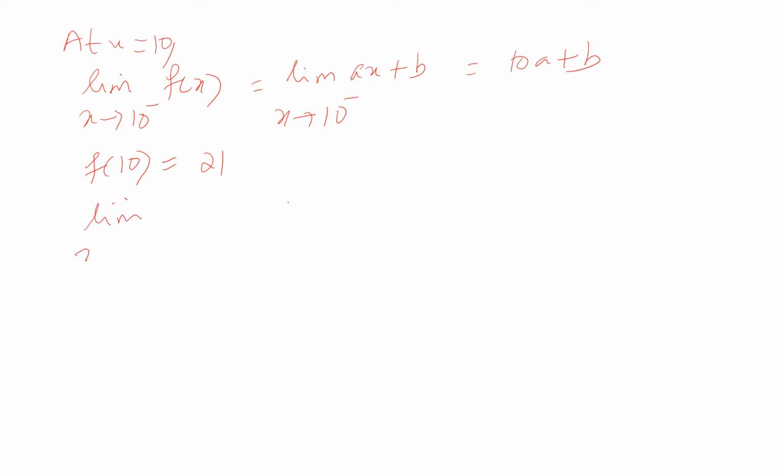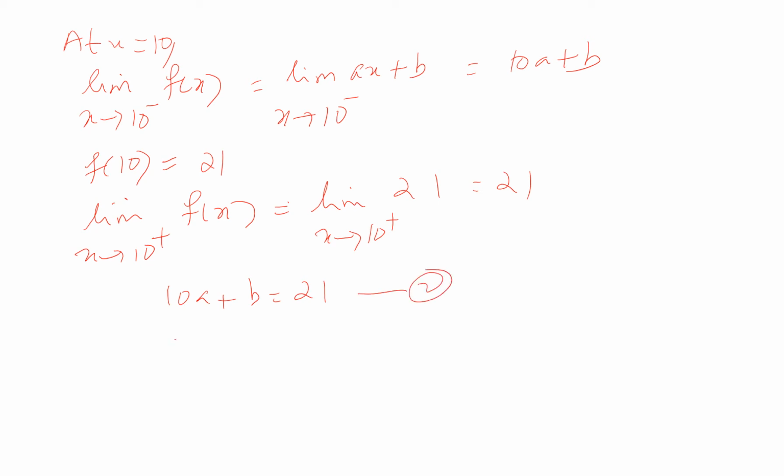Limit x tends to 10 plus f of x will be equal to, where x is greater than 10, f of x is 21. So we can write this as equal to 21, and therefore we can say that 10a plus b equal to 21. So this is the second equation. The first equation is 2a plus b equal to 5.